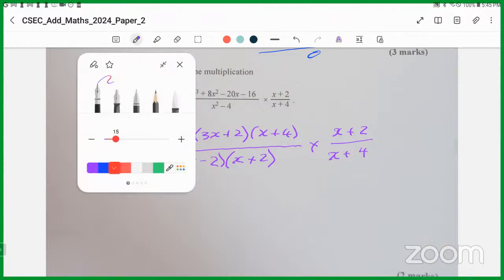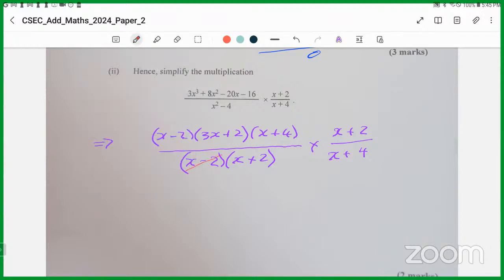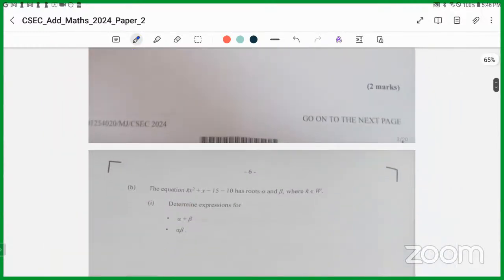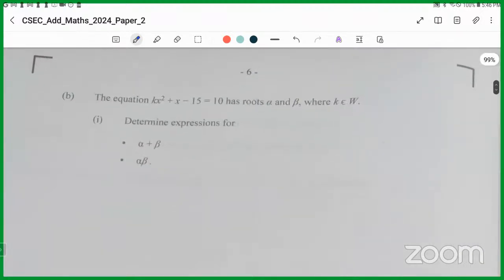So what will happen now is that this x minus 2 cancels this x minus 2. This x plus 2 cancels this x plus 2. This x plus 4 cancels this x plus 4. And we are left with just this. 3x plus 2. So this is now equal to 3x plus 2. That's it. All right, and I think that finishes that question. This is a different topic. Same alpha and beta thing. That is it.